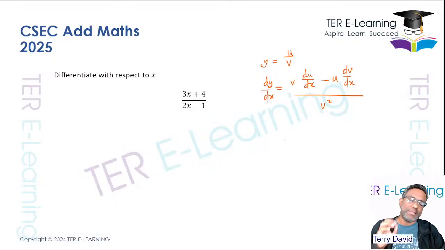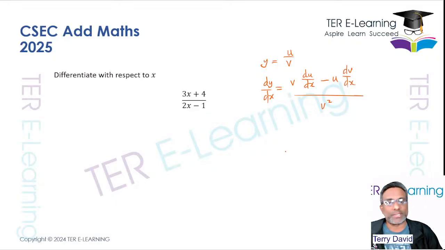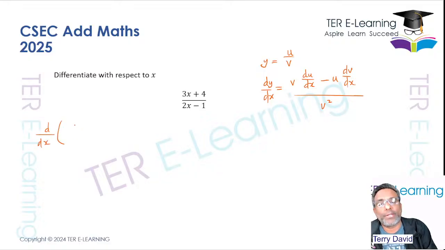So again, differentiation questions are very predictable when it comes to CSEC and the AdMaths exam. Very predictable. So if I want to differentiate this, you want to differentiate d on dx of 3x plus 4 all over 2x minus 1. Clearly, this is a function of x and this is a function of x here.